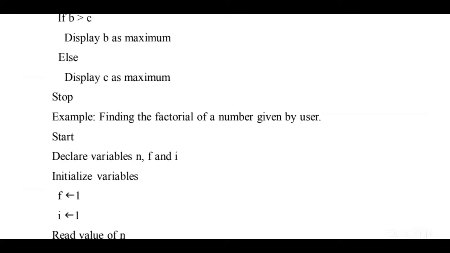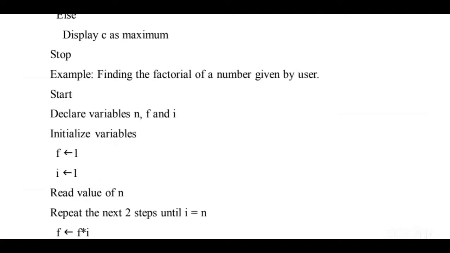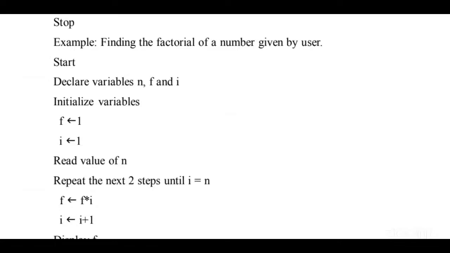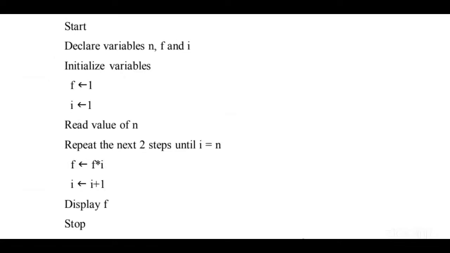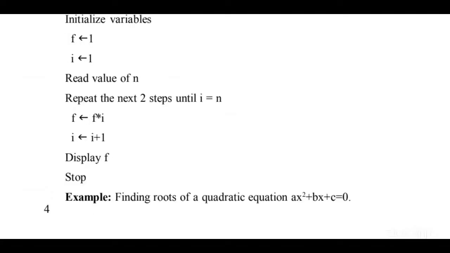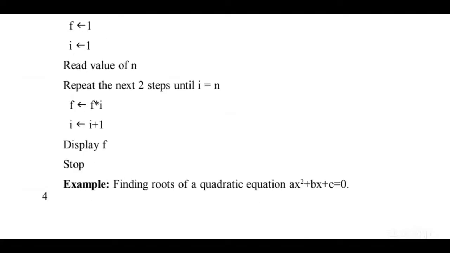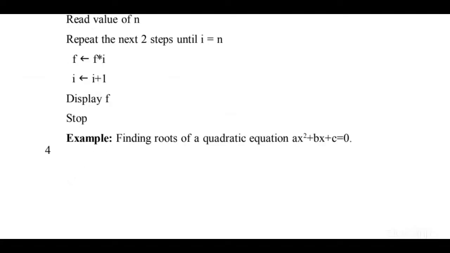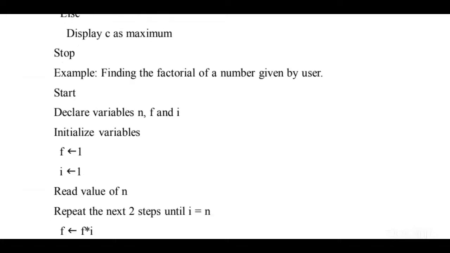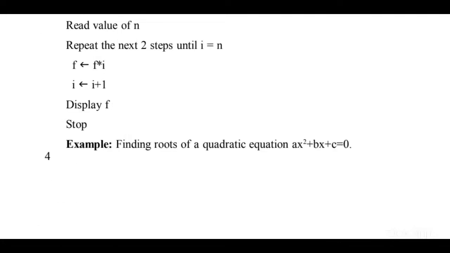Example: stop. Finding the factorial of a number given by the user. Start and declare the variables n, f, and i, and initialize the variables f = 1, i = 1. Read the value of n. Repeat the next step until i equals n: f = f * i, and i = i + 1. Then display f. Stop. This is a program for finding the factorial of a given number.